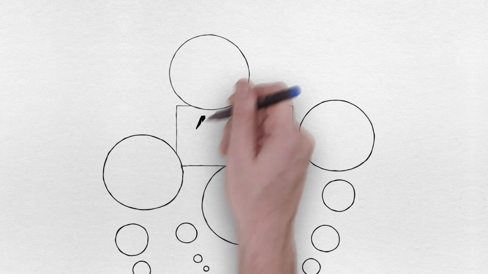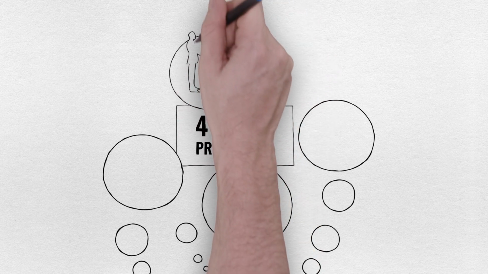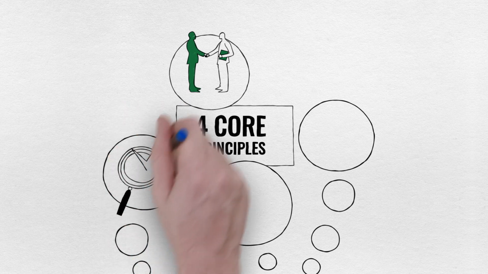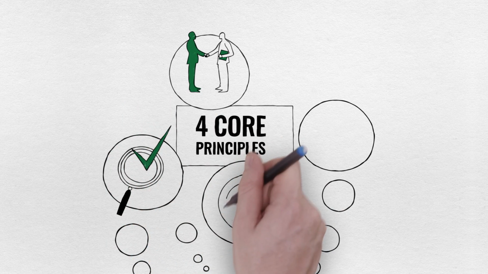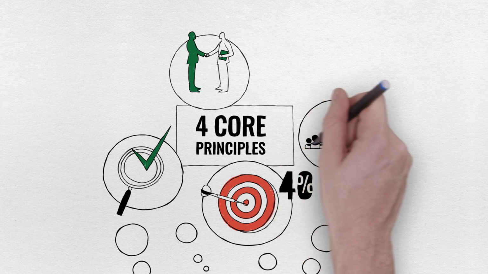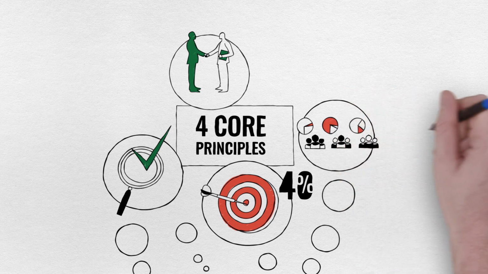4 core principles are recommended. They are: apply the beneficiary approach through participation and consultation, promote accountability and transparency, redistribution and the targeting of the bottom 40%, address spatial inequalities and inequalities between groups.